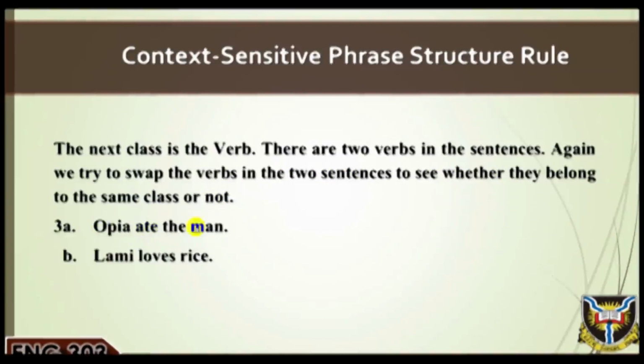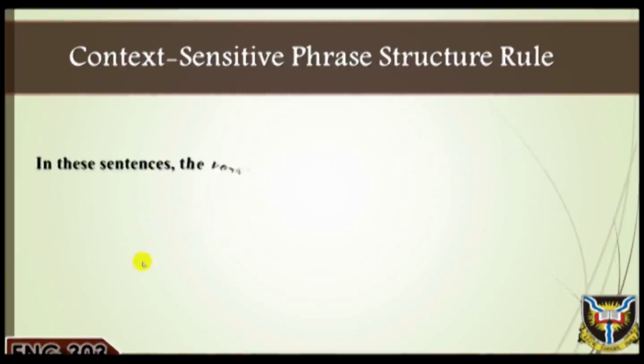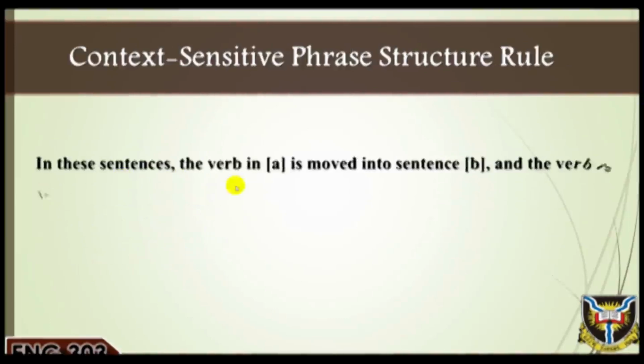A. Opia ate the man. B. Lami loves rice. In these sentences, the verb in A is moved into sentence B, and the verb in B is moved into sentence A. The result is that sentence A becomes anomalous, since it is anomalous for a person to eat another person.